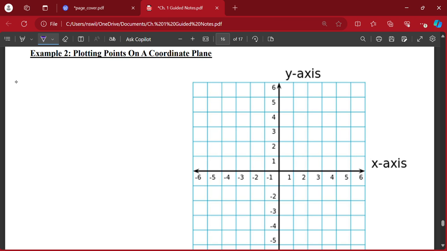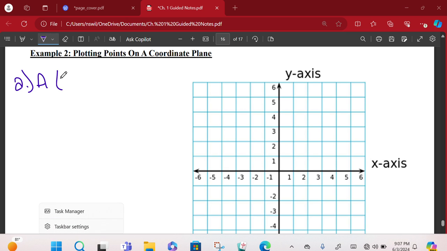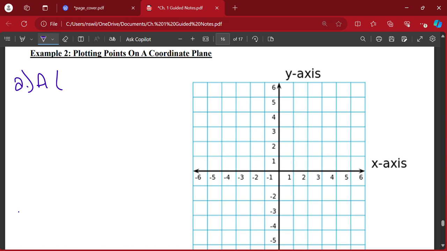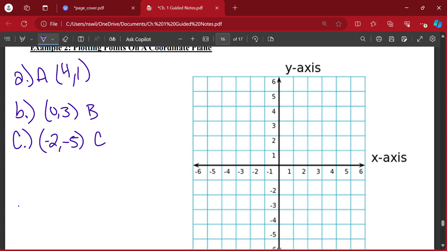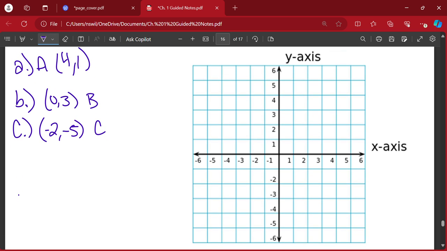So problem A tells us to label it A with the ordered pair, or the coordinate, of 4, 1. Sorry, my comma was bad there. Problem B tells us to look at 0, 3 and label it B. And then problem C tells us to do -2, -5 and label it C. So here's our y-axis, here's our x-axis.